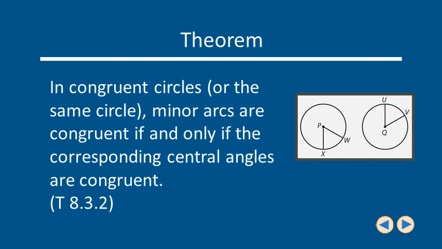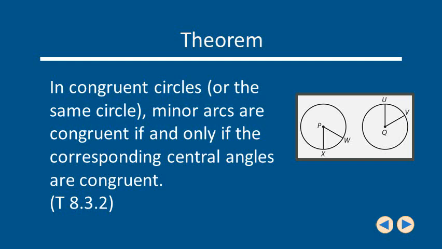Well, if and only if is a biconditional. So we could say this: minor arcs are congruent if the corresponding central angles are congruent, or we could say if the corresponding central angles are congruent, then the minor arcs are congruent. Okay? So it just means we can reverse this and they're both true.